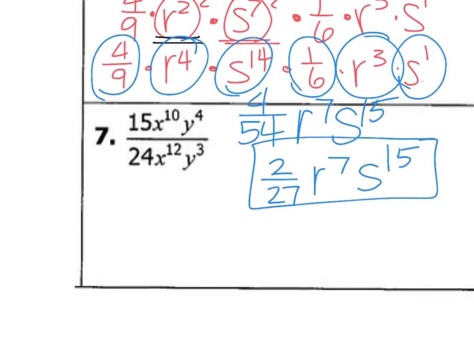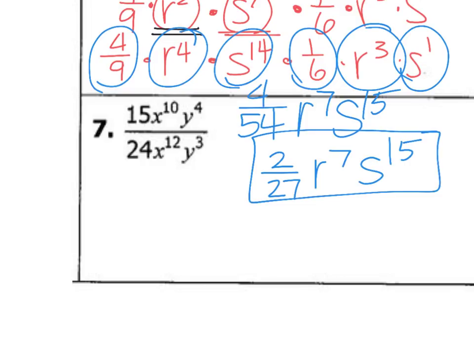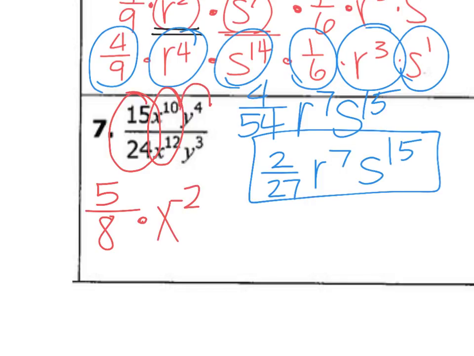Then moving on to number 7. Sorry, it's kind of overlapping here, but that's okay. So number 7, we have 15 and 24. We want to simplify that. We can't really divide it evenly, but we can divide top and bottom by 3 to simplify it. So we end up with 5/8. Then we want to simplify the x's together. So x to the 10th divided by x to the 12th will give us x to the -2 power. And then simplifying the y's, y to the 4th divided by y to the 3rd, subtract the exponents, and we end up with just y, or y to the 1 power.